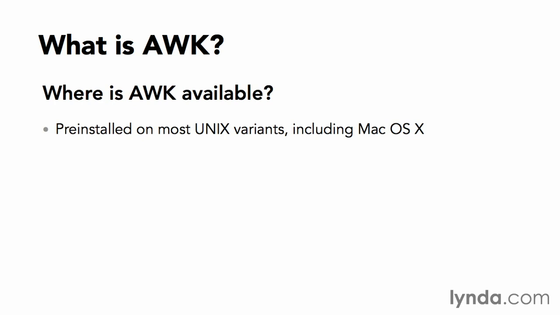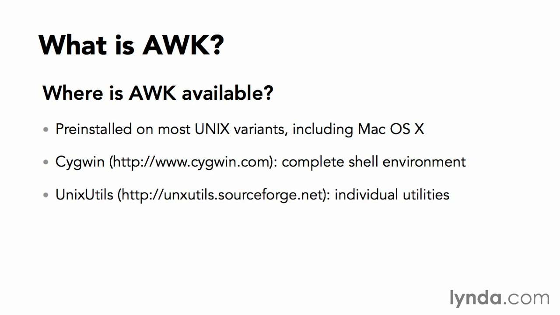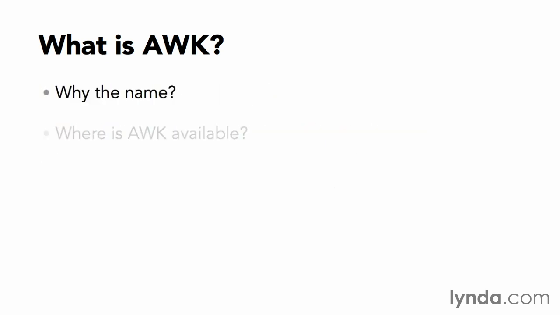If AWK is not pre-installed on your system, you may be able to download it as an install package. To use AWK under Windows, you can install Cygwin from cygwin.com, which provides a complete Unix-style shell environment. Or you can install Unix utils from unixutils.sourceforge.net, which provides individual Unix tools that run directly at the Windows command prompt. Both of these are free, but many other alternatives, both commercial and open source, are available.